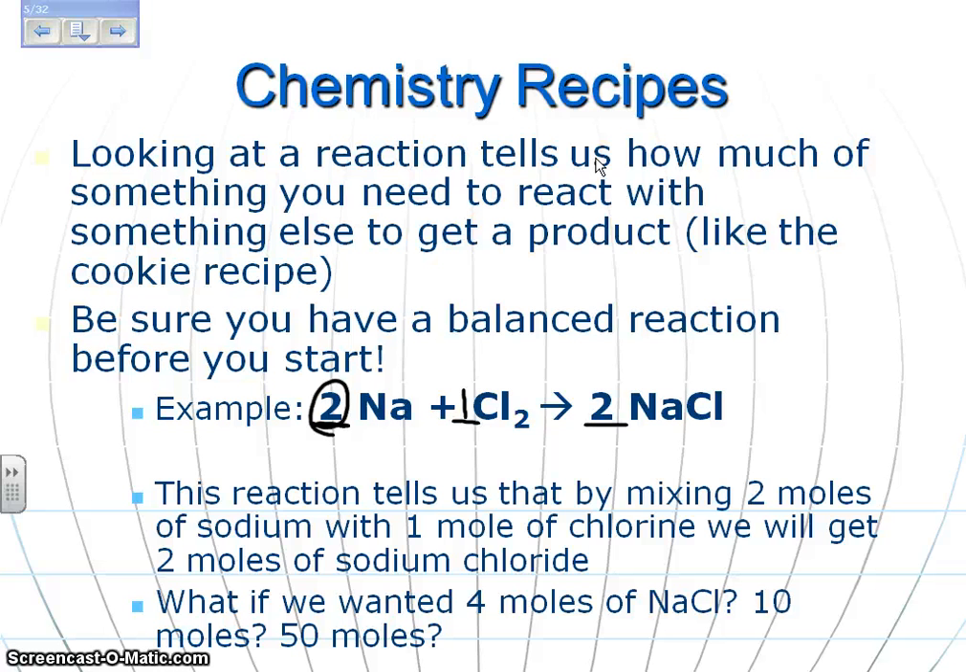If we wanted 4 moles of sodium chloride, we would need to double our recipe. We would need 4 moles of sodium and 2 moles of Cl2. If we wanted 10 moles of sodium chloride, well, we'd have to set up some unit multipliers to figure out the number of moles required of our reactants in order to get 10 moles of product. Same with 50 moles.